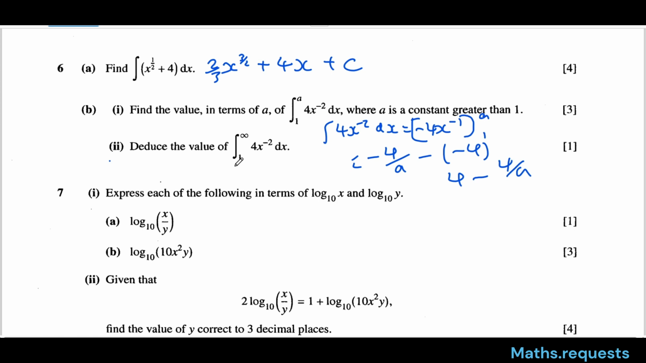Okay, and introduce a value when the upper bound is infinity. So as we can say a tends to infinity, 4 over a tends to 0. So therefore the value is 4.